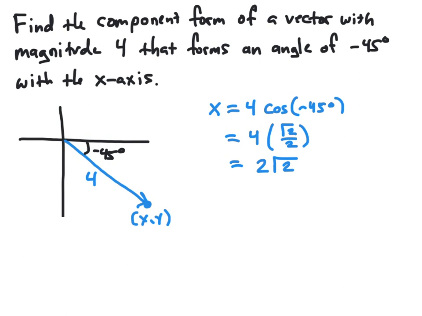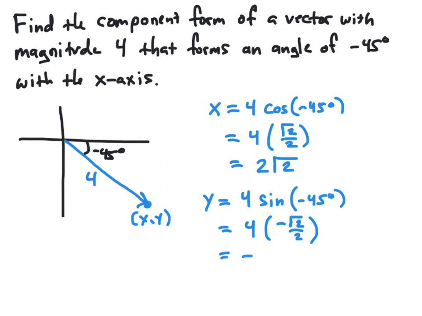for our vector. Similarly, we can see that y is going to be 4 times the sine of negative 45 degrees. The sine of negative 45 degrees will be negative square root of 2 over 2, because sine is negative in the fourth quadrant. And therefore, we have a y component of negative 2 square root 2.